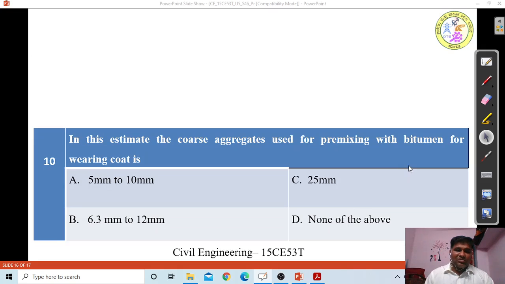In this estimate, the coarse aggregates used for premixing with bitumen for the wearing coat are: option A, 5 to 10 mm; option B, 6.3 to 12 mm; option C, 25 mm; or option D, none of the above. So the right answer is option B, 6.3 to 12 mm.